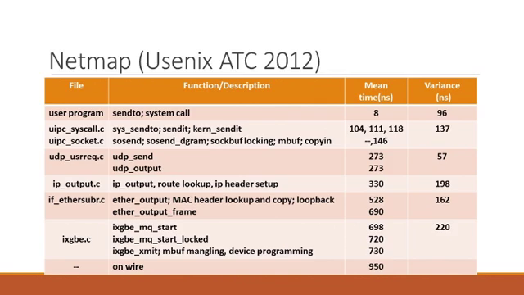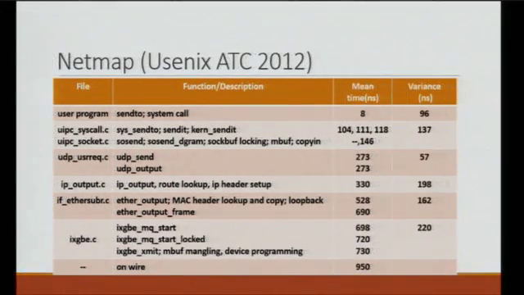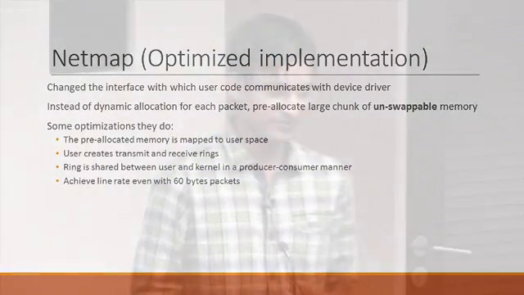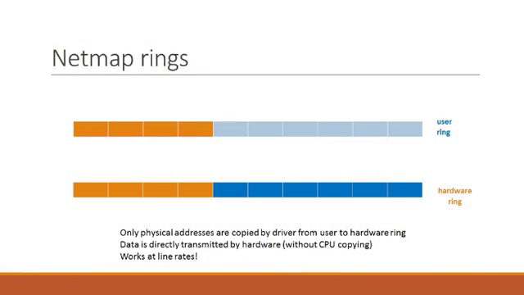Here is a work which profiles the network stack and found there are several pieces which are responsible for this throughput degradation. They come up with a bunch of optimizations, but the main one was that they create a user ring which is similar to the hardware ring, and they share this ring with the kernel in a producer-consumer manner. So this is the Netmap user ring, which is initially filled.